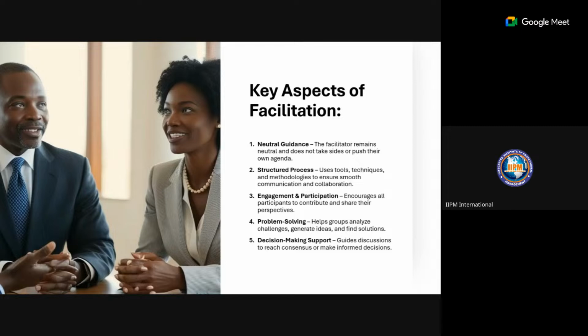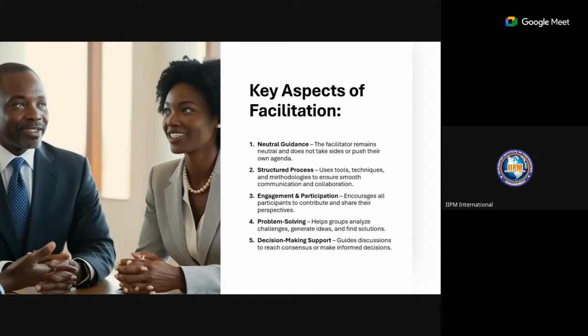Then the process must be structured. You must have the necessary tools, the necessary techniques, and the necessary methodologies to ensure smooth communications and collaborations. As we progress, we'll also understand different dynamics in groups that we will facilitate. That will help us to know which tools to use per time, which techniques to use per time, which methodologies to use per time, so as to ensure effective communication and collaboration.